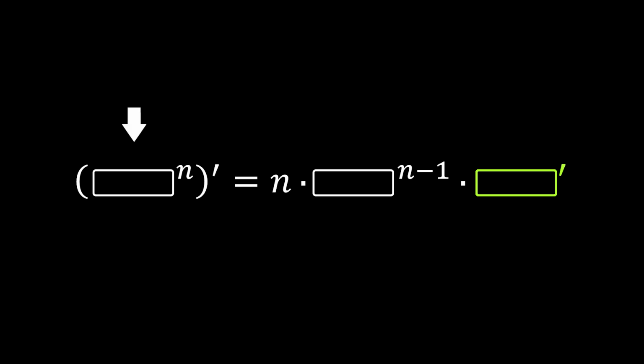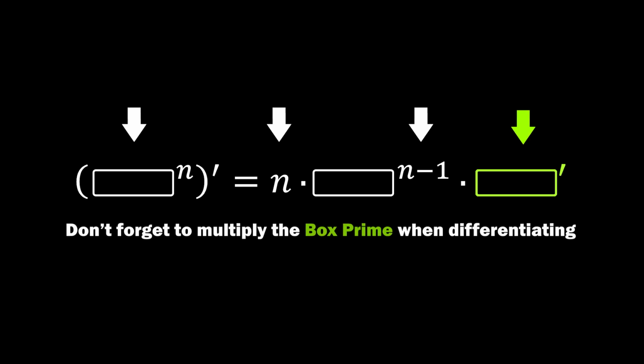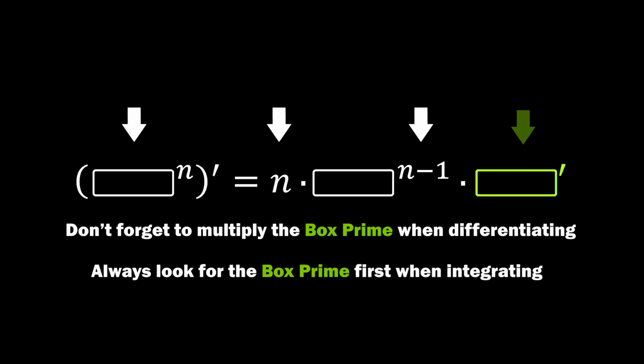When you differentiate a box with the exponent n on the left side, the exponent n moves to the front while decreasing by 1, resulting in an exponent of n minus 1. The term that needs to be multiplied at the end is the derivative of the box, denoted as box prime. Always remember that the box prime is a term that must be multiplied whenever we differentiate. Similarly, when integrating, the first term you should look for is box prime. I will explain this further later on.